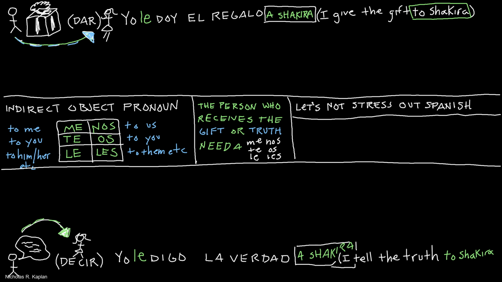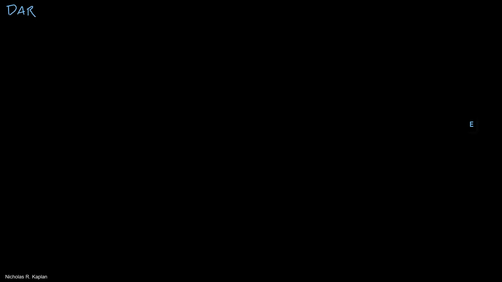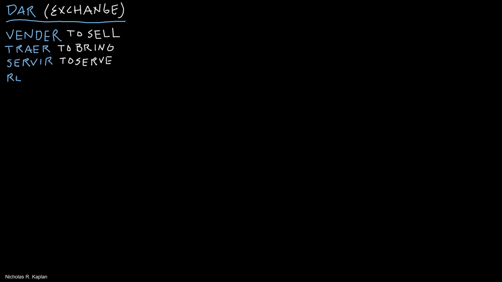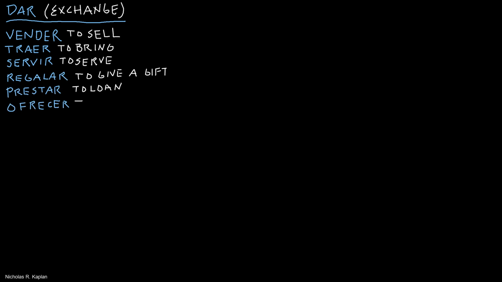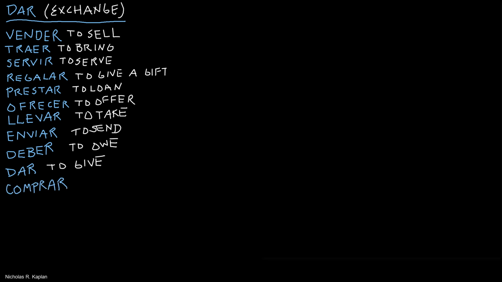Now, these two verbs are where I want you to focus on, dar and decir, because these are your model sentences. They represent bigger categories. Dar is a verb of exchange, so giving something to someone. And there are other verbs that work just like this. For example, vender, traer, servir, regalar, prestar, ofrecer, llevar, enviar, deber, dar, comprar.